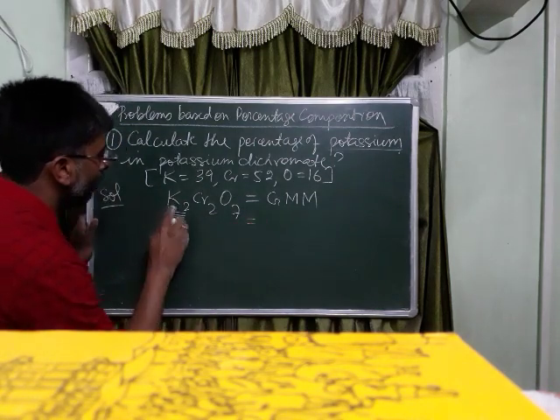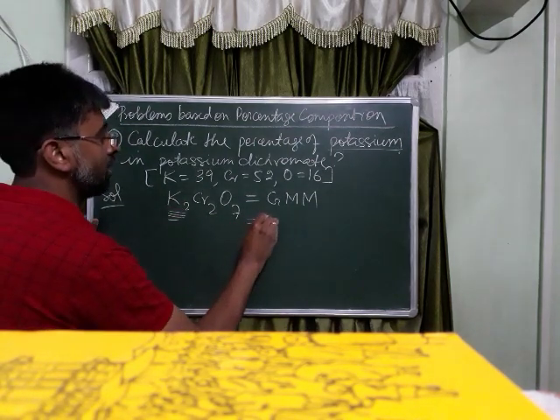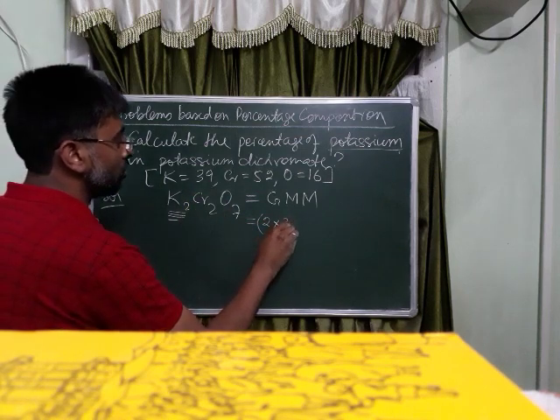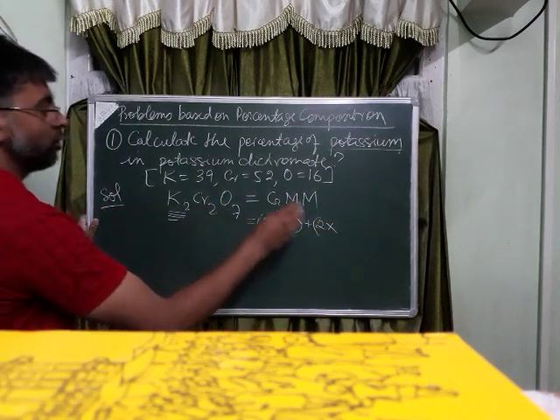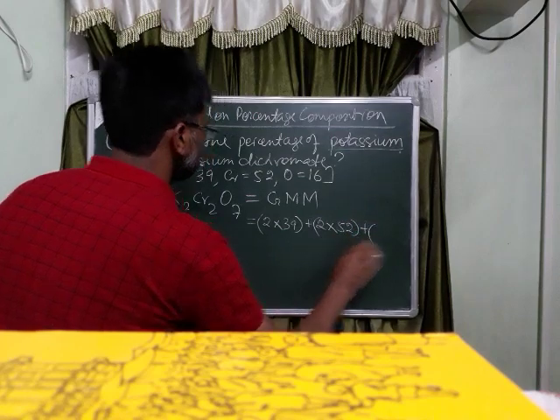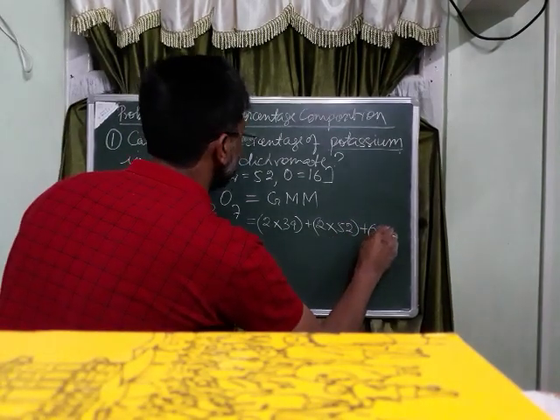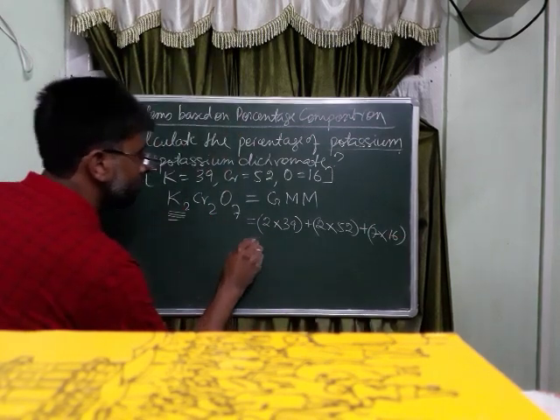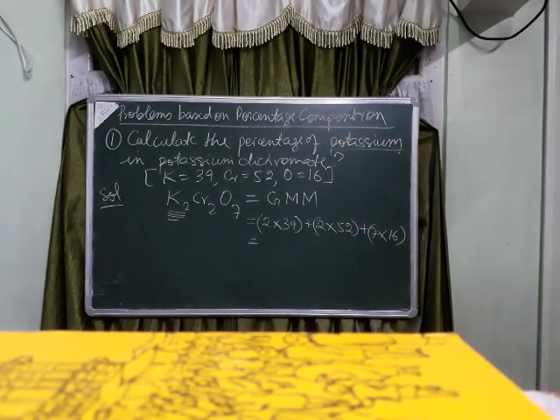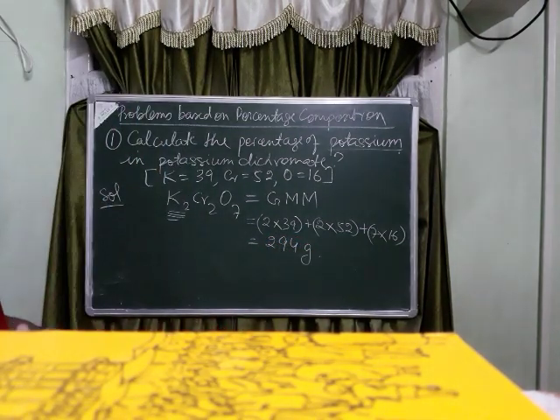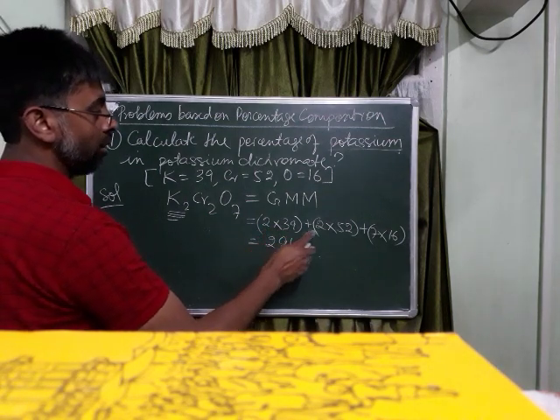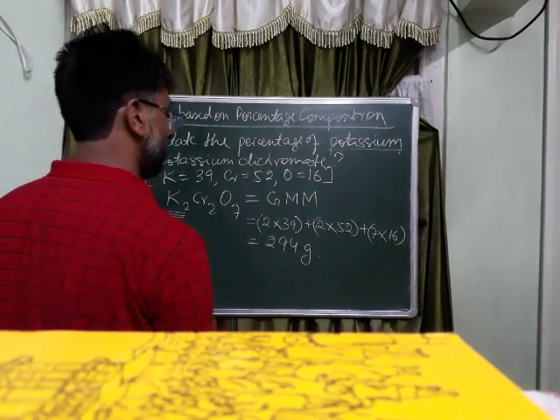So here we have potassium is 2 atoms, so it becomes twice into mass is 39, so 39 plus chromium is 2, so twice into chromium 52 plus oxygen is 7, so 7 into 16. So upon simplification, the gram molecular mass of potassium dichromate comes to 294 grams. This is the gram molecular mass. 2 into 39 plus 2 into 52 plus 7 into 16. Okay, it comes to 294 grams.